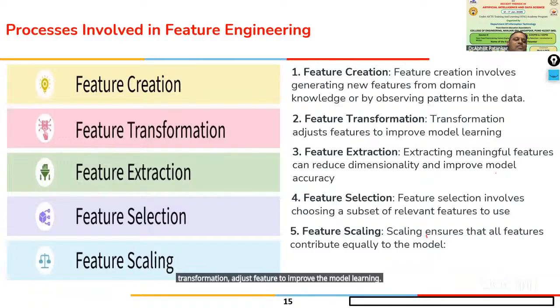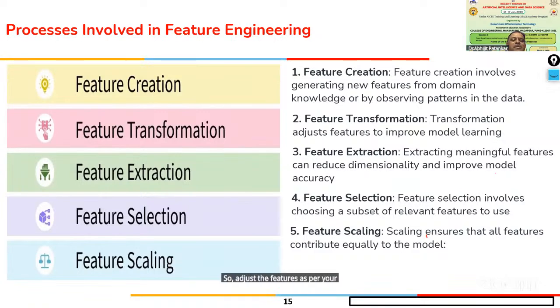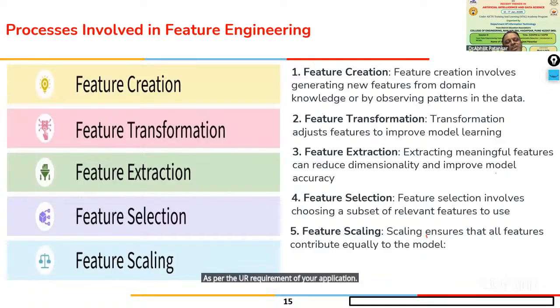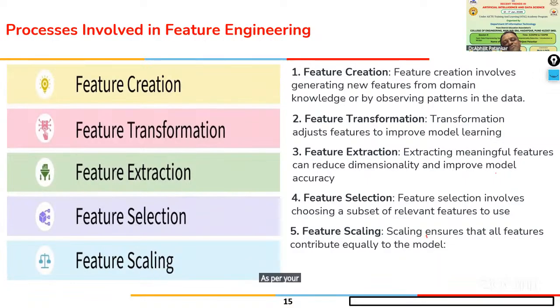So you have to train the model, then you need to do some transformation so that learning becomes easy. Adjust the features as per your requirement. Some features have different attributes, so you have to adjust them as per the requirement of your application. So that transformation is there in feature engineering. As per your requirement, you transform your features and you can create new features. So these are these two tasks.